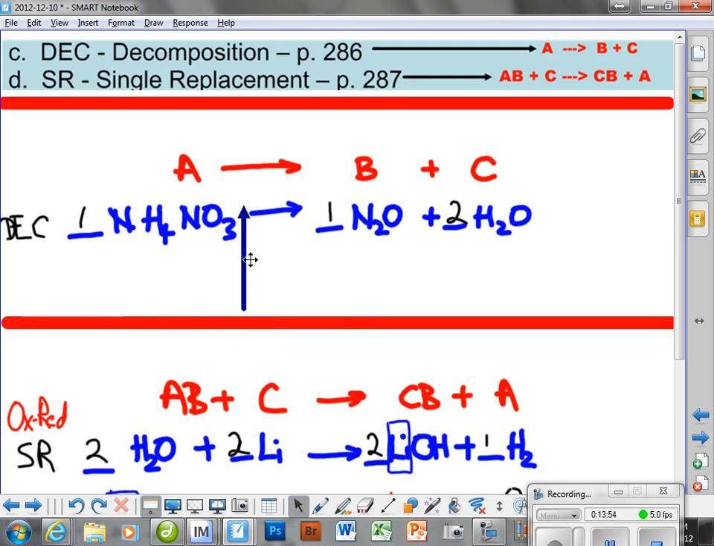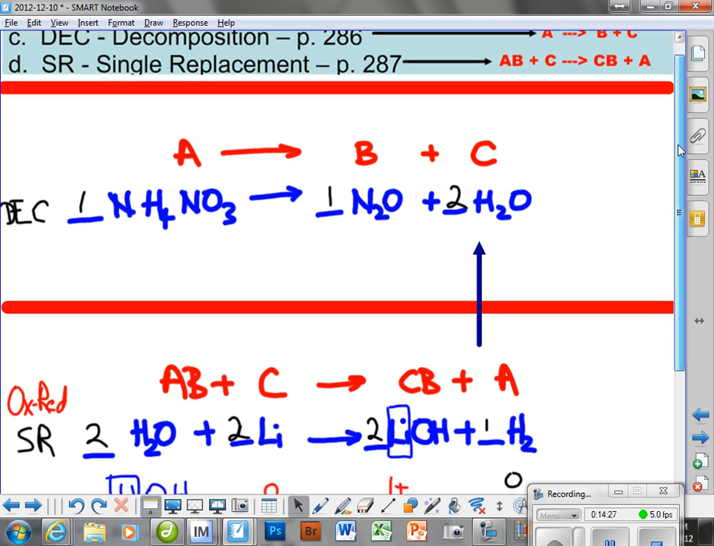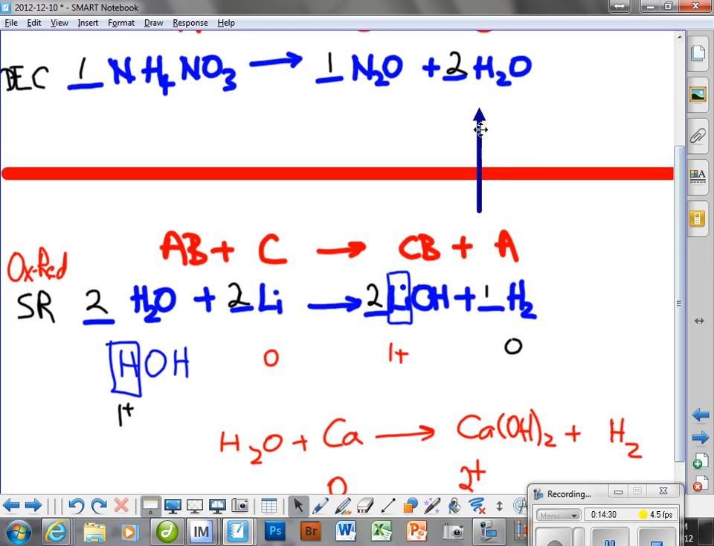So, as we go over to the other side, you'll notice the 2 nitrogens wind up in the dinitrogen oxide and the dihydrogen oxide, also known as water. Okay, so this is decomposition because this guy gets pulled apart. We don't see nitrate on this side of the equation. We don't see ammonium on this side of the equation. They have been totally disassembled. Okay? So this is decomposition. And that is the only classification I could think of to put that in right now.